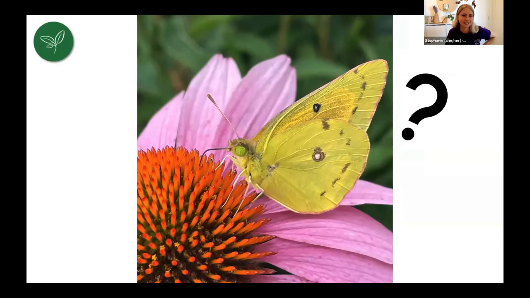I do see some people saying brush foots. Take a look at the feet again though. Take a look at how many legs they have.